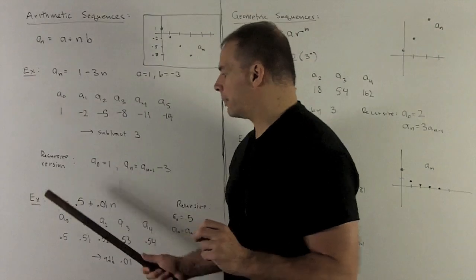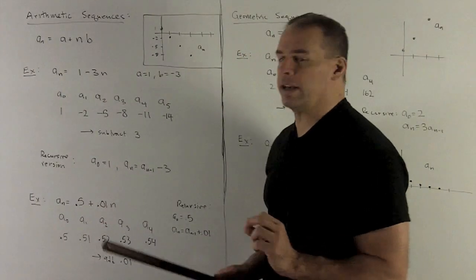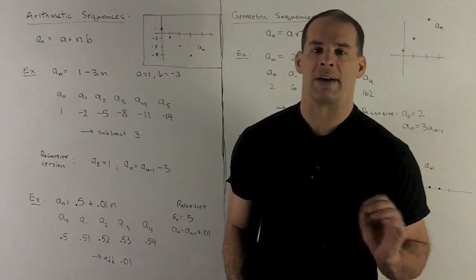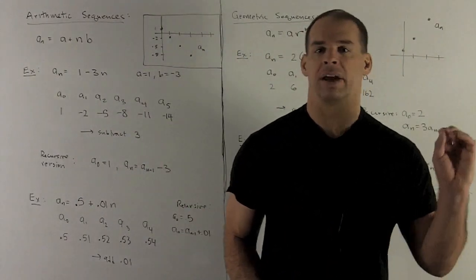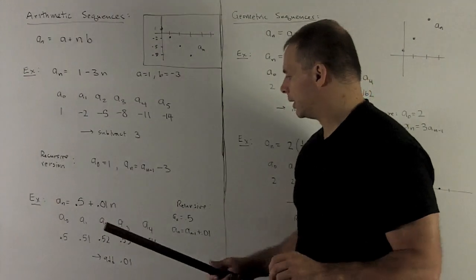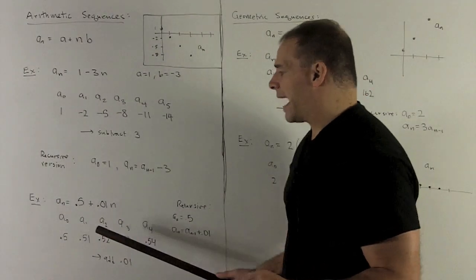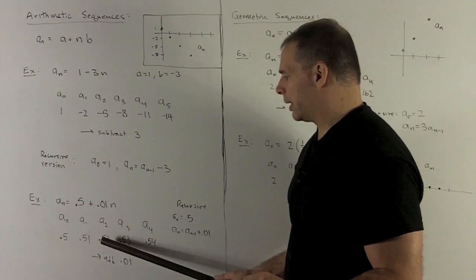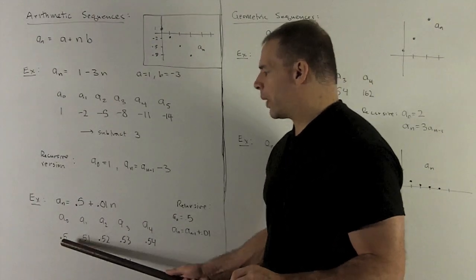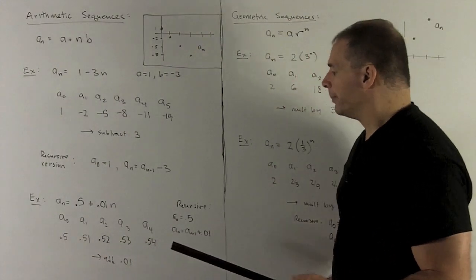Okay, try another one. a sub n equal to 0.5 plus 0.01n. The idea here is you don't have to always use integers for A and B. They can be any numbers: pi, pick your favorite, square root of 2. So if I put in a 0, I'm going to get 0.5. I put in a 1, we get 0.51. Put in a 2, we get 0.52. So you notice the way I go from one term to the next is just by adding 0.01.